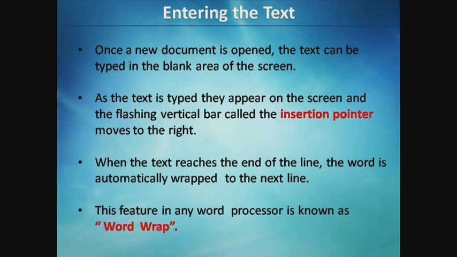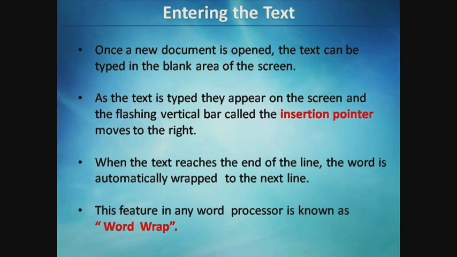Once a document is open, the text can be typed in the blank area of the screen. We may type anything in this blank area which is surrounded by 4 borders. As the text is typed, it appears on the screen and the flashing vertical bar called the insertion pointer moves to the right. The insertion pointer is used to indicate where we have to start our typing.